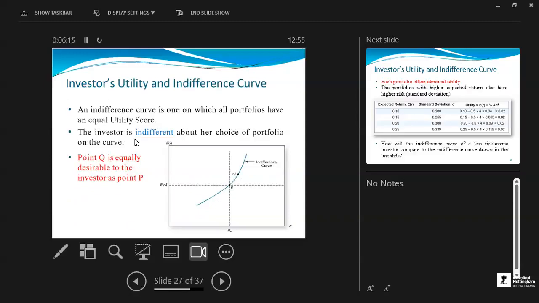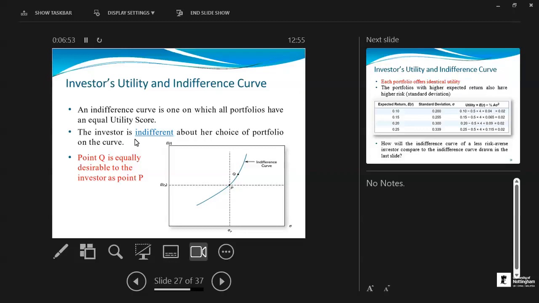Right. So using this utility concept, we can draw indifference curves. I'm sure you must have heard and learned about these indifference curves in your O levels and A levels, and even in some of the modules here. So what is an indifference curve? An indifference curve is one on which all portfolios will have the same benefit, the same utility.